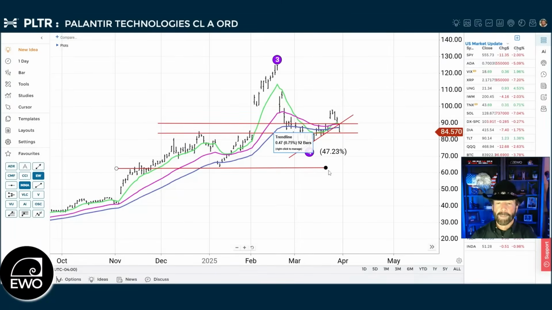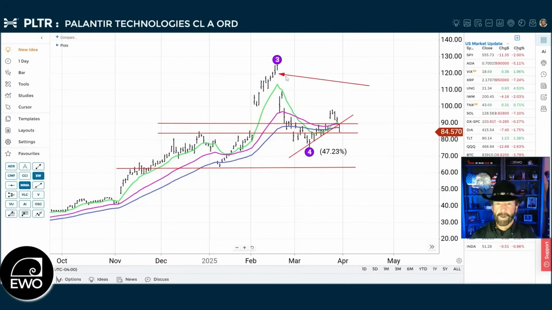If not, then we could be looking at all the way back down to 60, believe it or not, or just above 60 on PLTR. So it really needs to hold this level at the beginning of next week. You can see it was resistance back here in December and January.